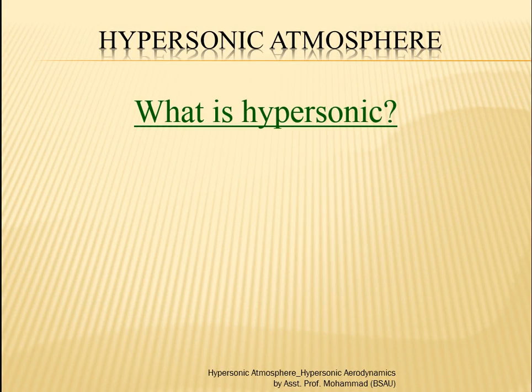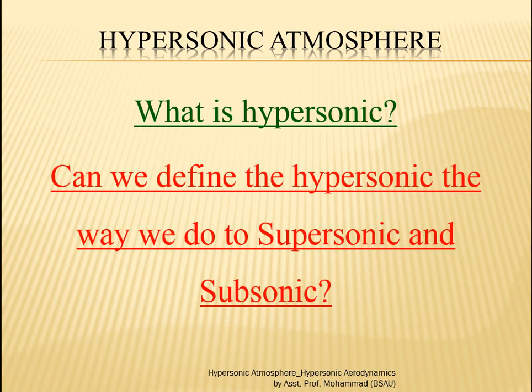What is hypersonic, and can we define hypersonic the way we do supersonic and subsonic? We all know that supersonic and subsonic are defined based upon the Mach number, and there is a very sharp boundary across which they are differentiated. If the Mach number is less than 1, we call it subsonic. If it is more than 1, we call it supersonic. In between there is a thin range, normally taken as Mach number 0.8 to 1.2.